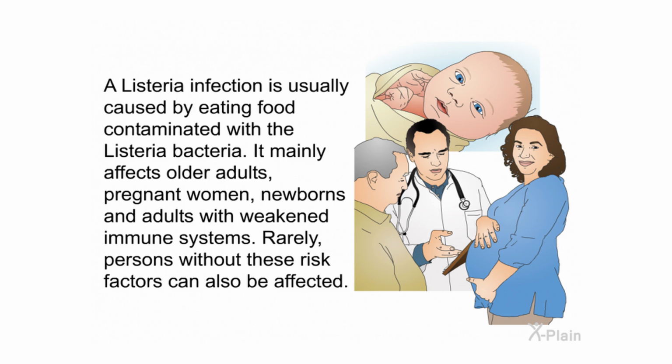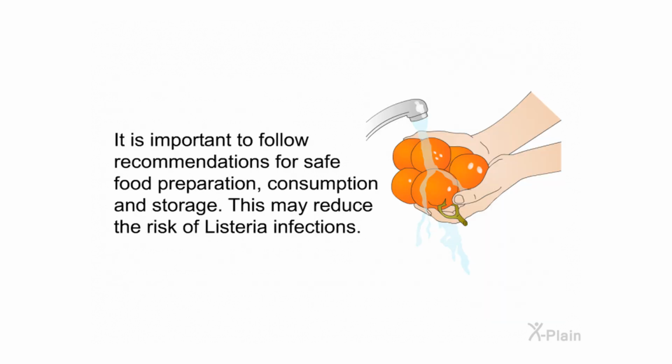Summary. A Listeria infection is usually caused by eating food contaminated with the Listeria bacteria. It mainly affects older adults, pregnant women, newborns, and adults with weakened immune systems. Rarely, persons without these risk factors can also be affected. It is important to follow recommendations for safe food preparation, consumption, and storage. This may reduce the risk of Listeria infections.